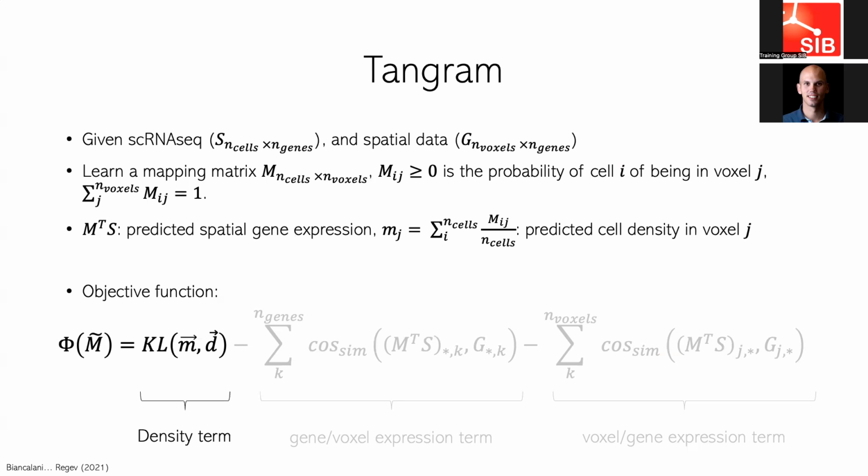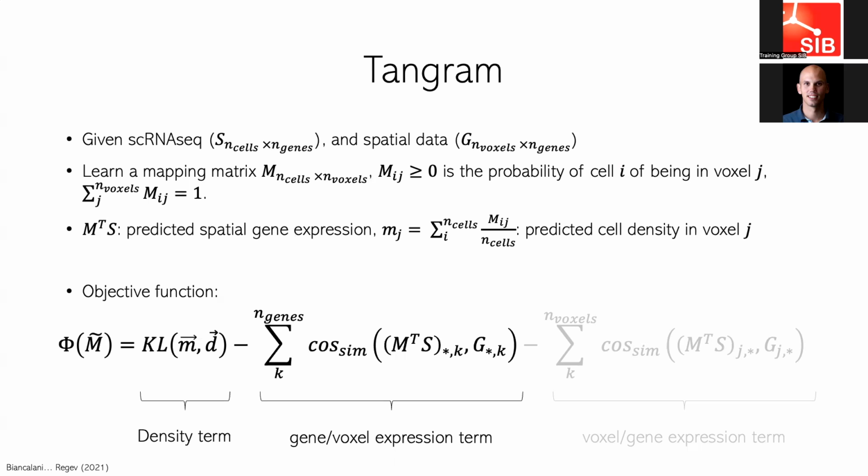Okay, clear? Okay. And then you have another term that you actually want to maximize, and that's the cosine similarity between the mapped or predicted spatial expression and the actual spatial expression.